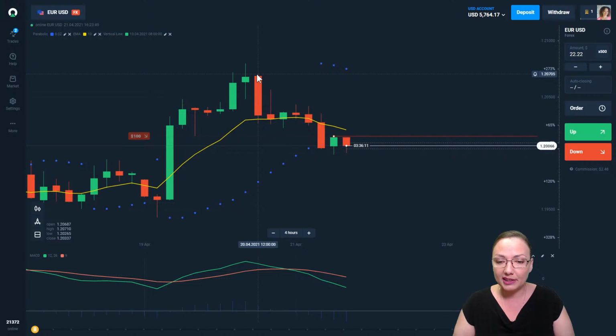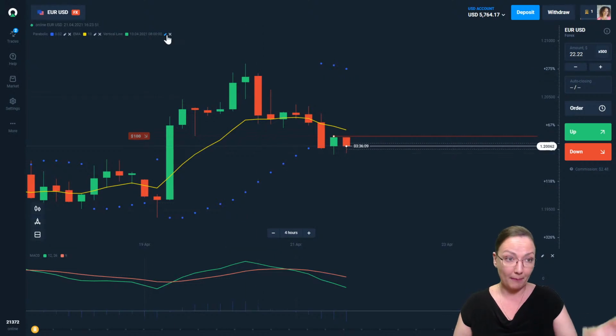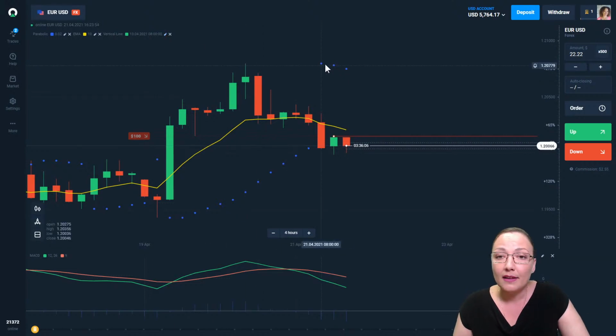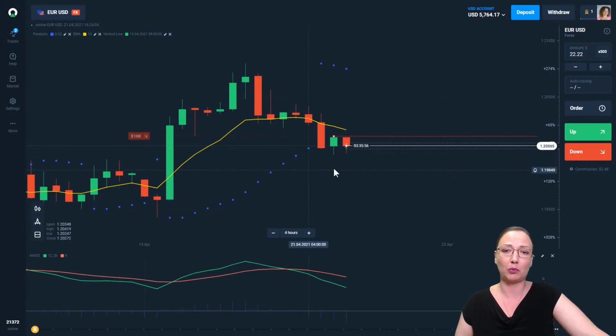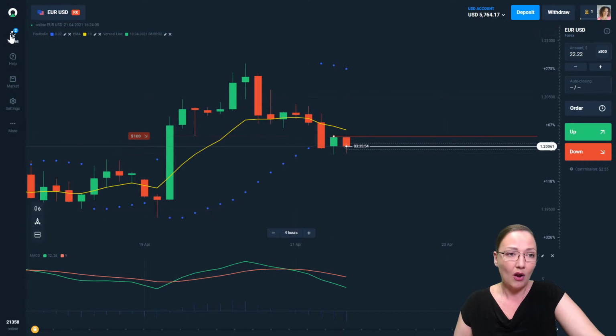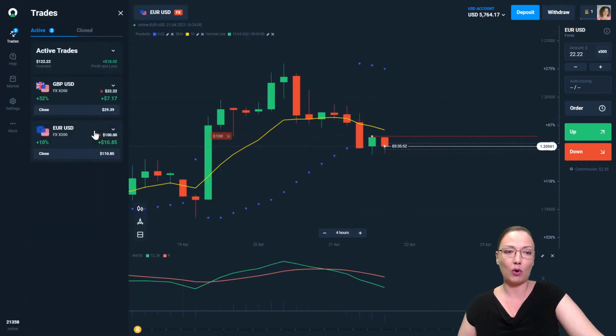But as you can see with my parabolic SAR, with my MACD Professional strategy, the parabolic SAR reversed to the upside. The price broke the EMA down. The EMA is pointing down. We have a cross on the MACD, and the histogram is increasing. This is why I entered a sell trade, a down trade, for $100.